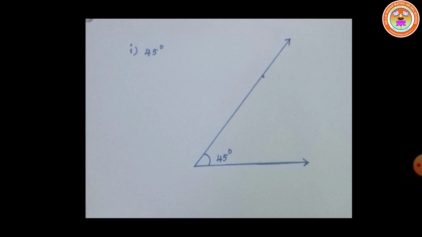Which are the points we have to join? The marked point and the starting point of the base ray. So joining these, you get another ray. Angle between these two rays is 45 degree. Mark the angle as 45 degree.